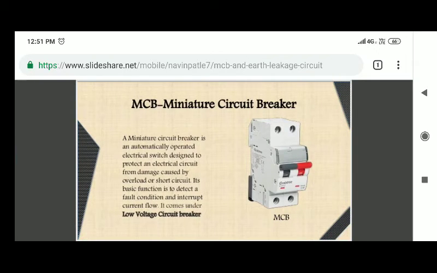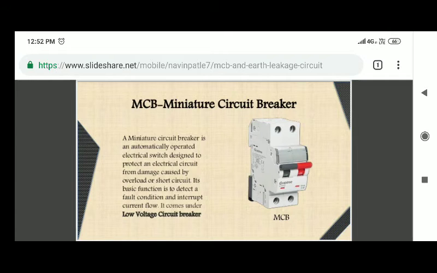The first one is MCB, the miniature circuit breaker. A miniature circuit breaker is an automatically operated electrical switch designed to protect an electrical circuit from damage caused by overload or short circuit. Its basic function is to detect a fault condition and interrupt current flow. It comes under the low voltage circuit breaker.